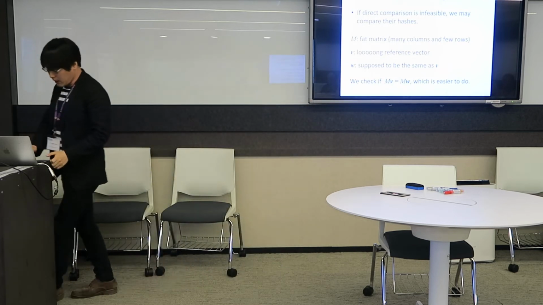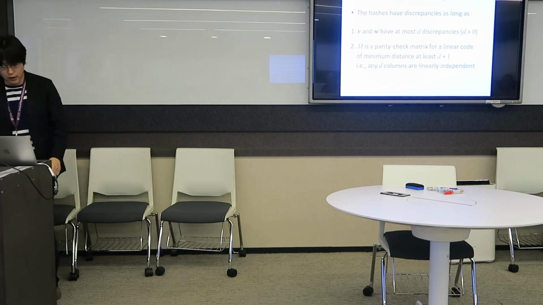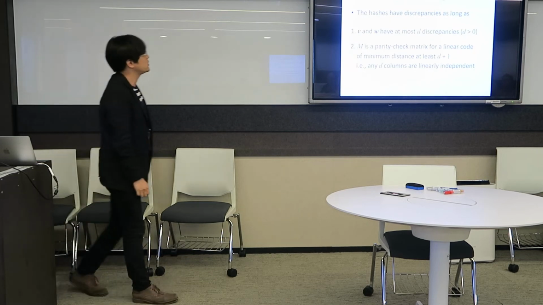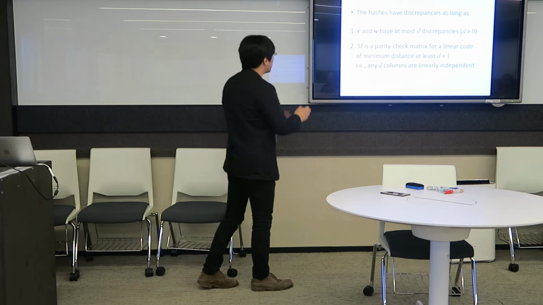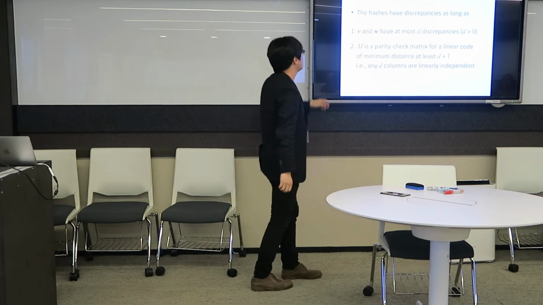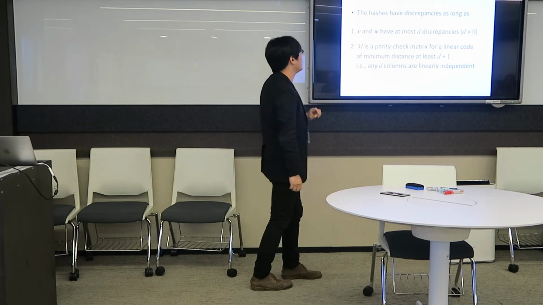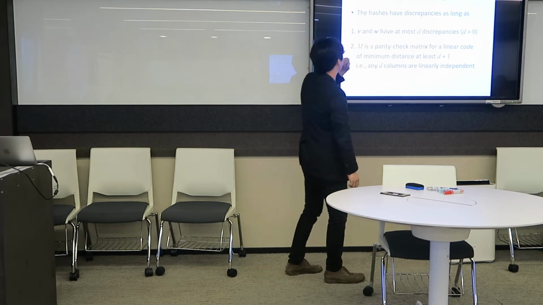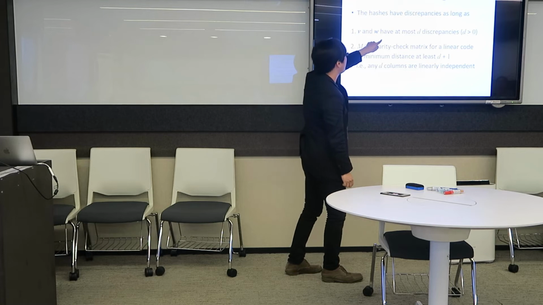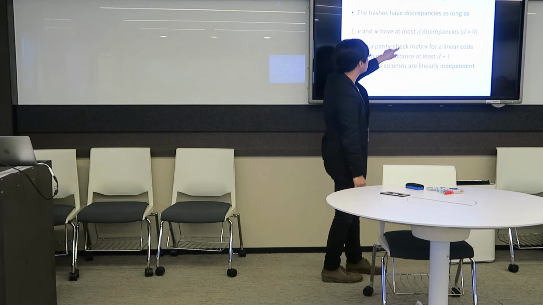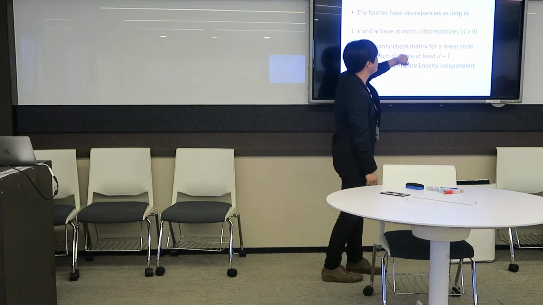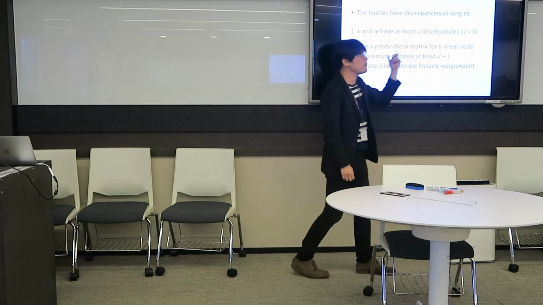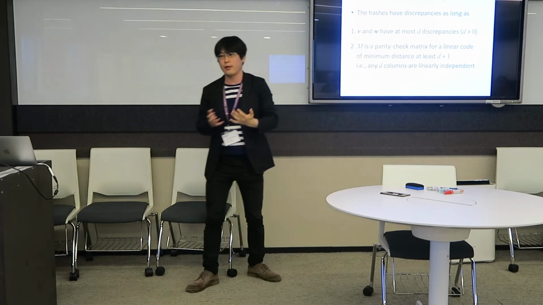So the condition we impose on V and W is this: if V and W have at most a certain number, say D, of discrepancies between them, then we want to detect them.